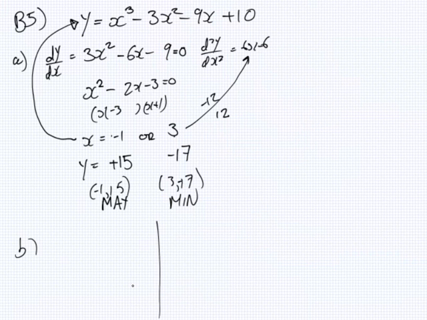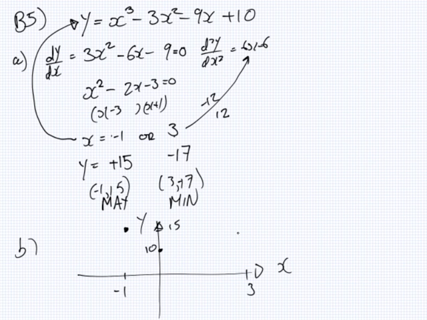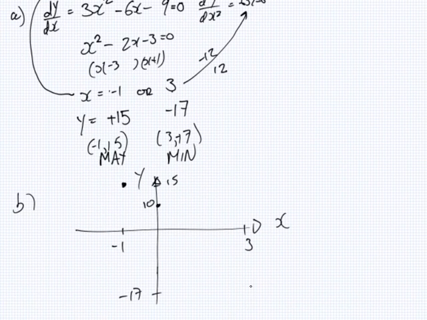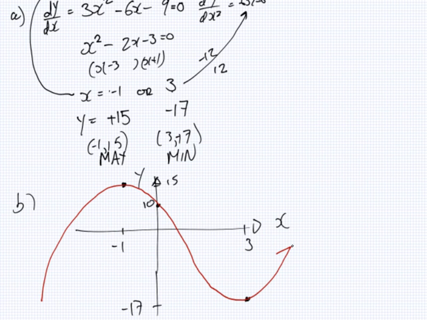So part B. x, y: here is minus 1, 15, which I'll put here, and this is a max. And then the next one is 3, minus 17, and that would be down here, and this one is a min. Oh, ugly. So this is a max and this is a min. Okay, so you should have something like this. Like that.